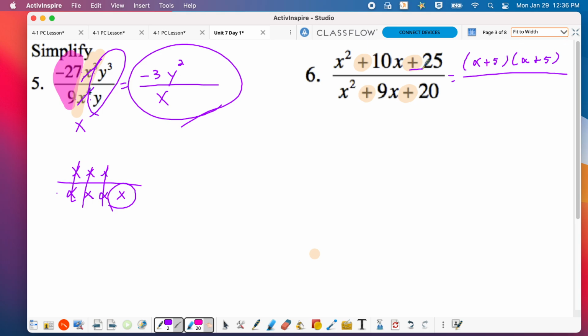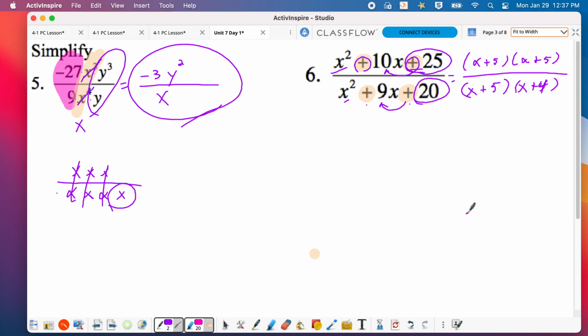Last term's positive, use the sign in the middle, and that's the case for both of them. X squared break up into x and x. Multiplies give me 25, adds give me 10, 5 and 5. Multiplies give me 20, adds give me 9, 5 and 4. All right, so that's my factor.